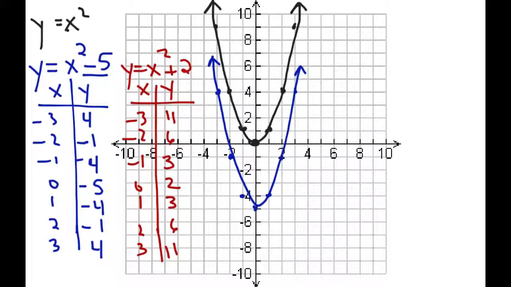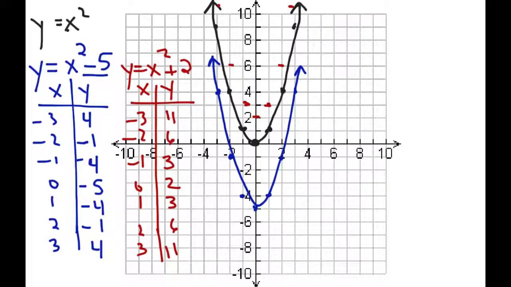If you start to notice the pattern in how the quadratic graphs are created, you don't have to fill out the entire table. All right, so negative 3, 11 is a little bit off my chart. That's okay. It's up there somewhere. Negative 2, 6. Negative 1, 3. 0, 2. 1, 3. 2, 6. And 3, 11.